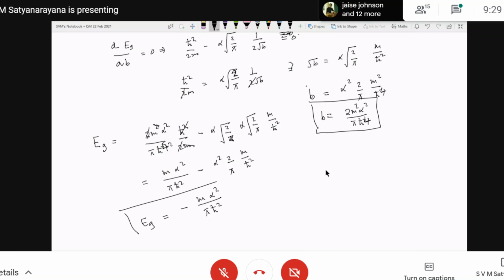Now compare this Eg with your E0. What was E0? E0 is minus m alpha square divided by 2h bar square. Now pi is greater than 2, okay, pi is greater than 2, so this will be a smaller negative number. That means this energy is larger. So Eg is greater than E0 since pi is greater than 2.